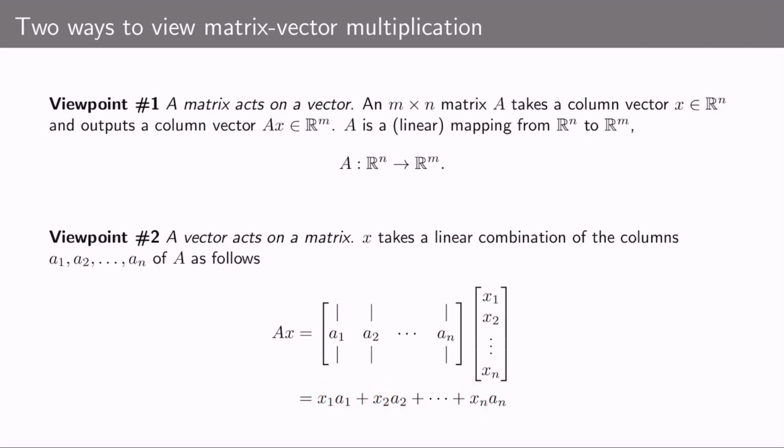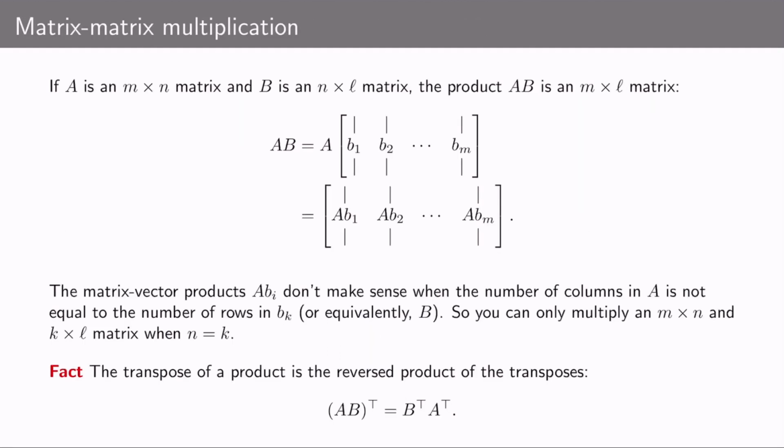So in particular, this is a nice way of thinking about geometrically what's coming out of Ax. What's coming out of Ax is something which is a linear combination of the columns of A. We've talked about matrix vector multiplication. Now's a good time to review matrix multiplication.